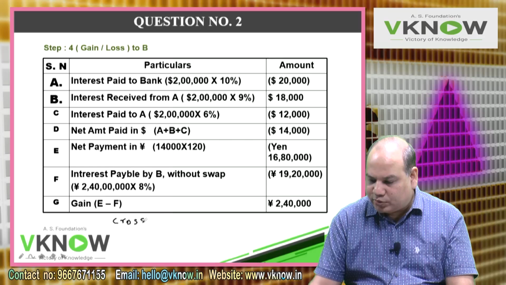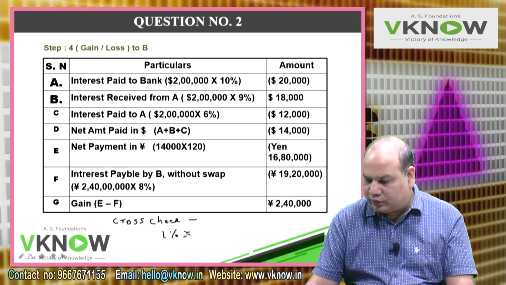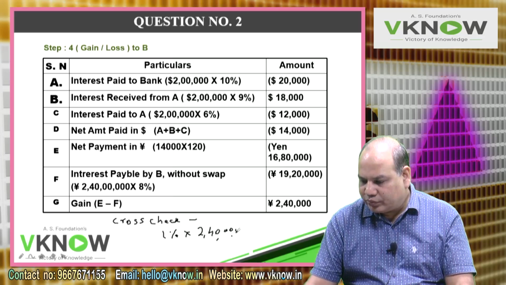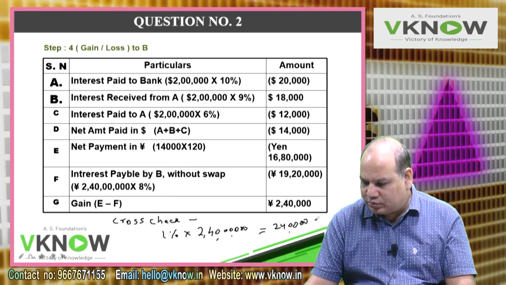If you have understood the problem, both parties are able to save 1%. So cross check: 1% of 2 crore 40 lakh is 2,40,000 yen.